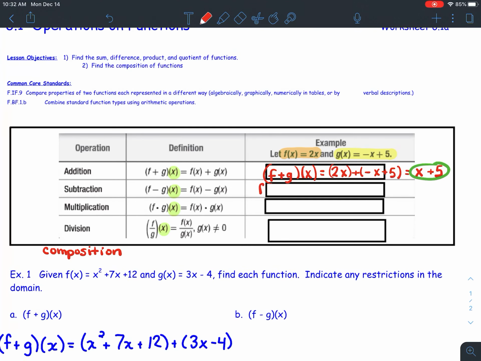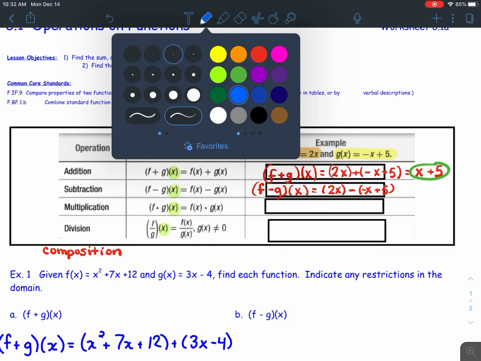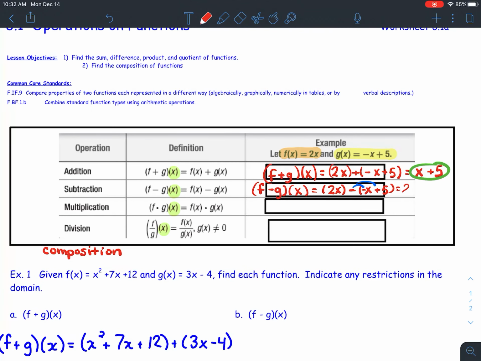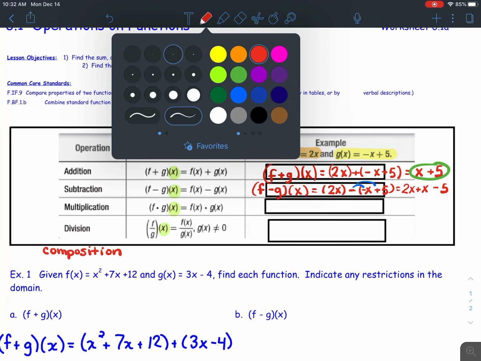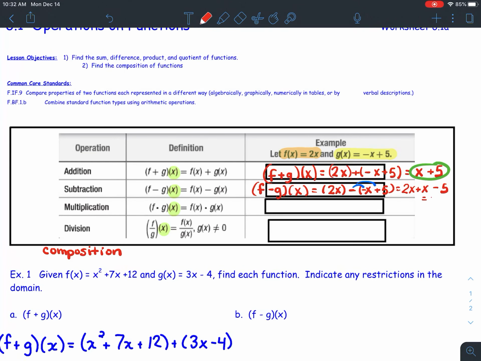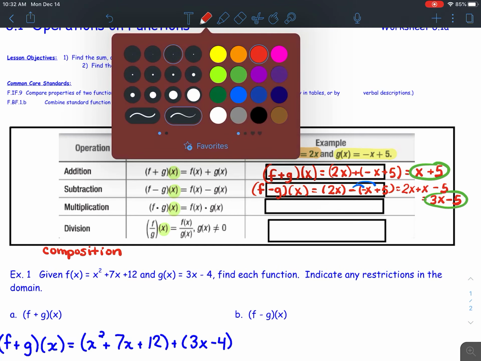Okay, now it becomes a little more relevant when you're subtracting two functions that you absolutely put them in parentheses, because when there's subtraction in the middle here, we need to make sure that we are distributing that subtraction sign to all the terms in the second set of parentheses. So that would make this 2x plus x minus 5, and then when we combine the like terms, looks like our answer to this is going to be 3x minus 5. Okay, so this seems simple enough here, how we're doing this.